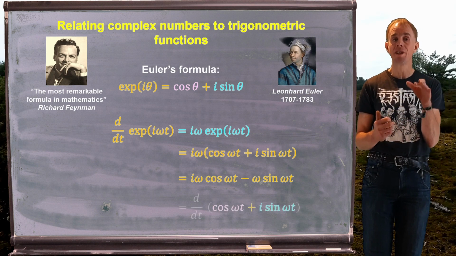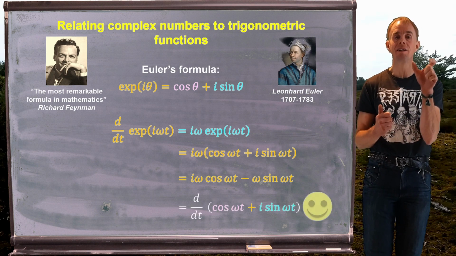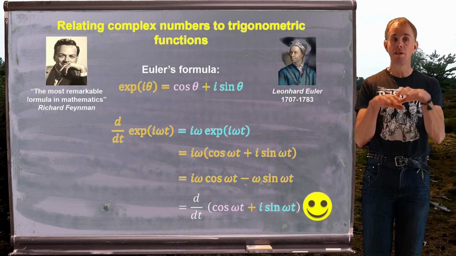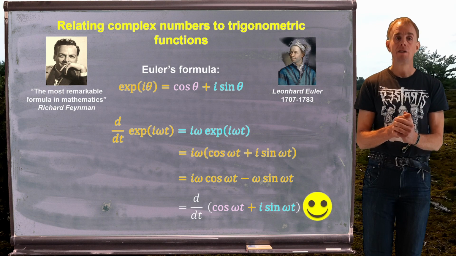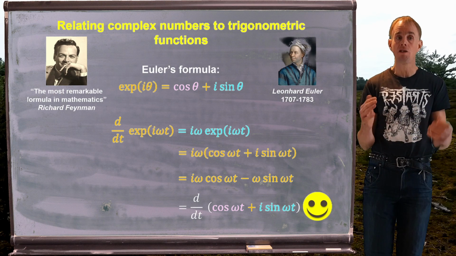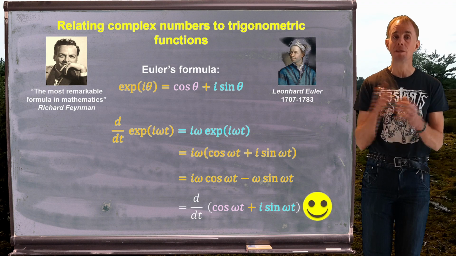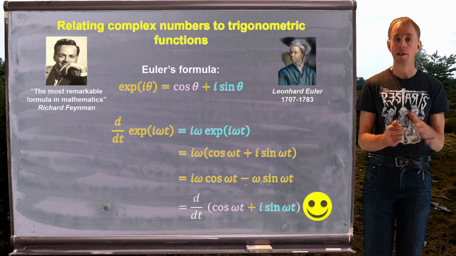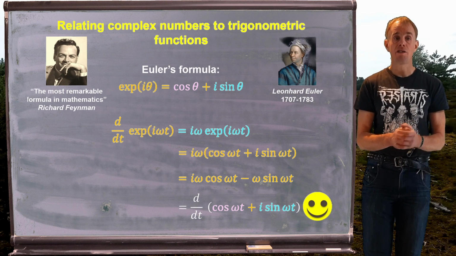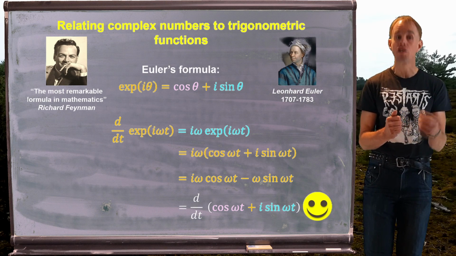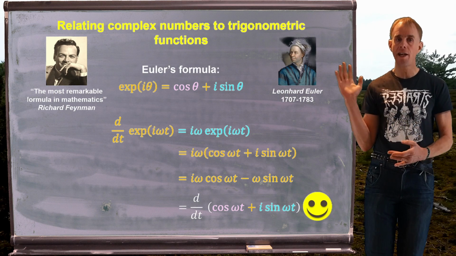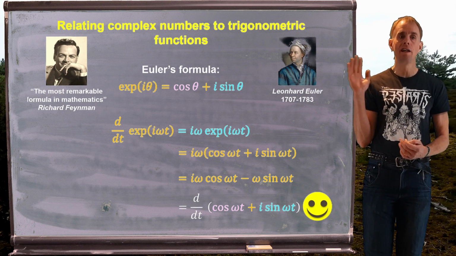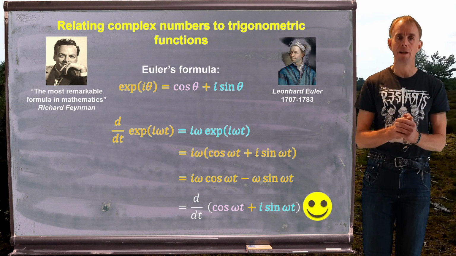But we can work out what that is, because if we look at i omega e to the i omega t, we can apply Euler's formula directly to the e to the i omega t bit. So that becomes i omega, in brackets, cos omega t plus i sine omega t. If we multiply that through, we have i omega cos omega t, that's imaginary, plus i squared omega, so minus omega sine omega t. So there, the bottom row in orange is the result of differentiating e to the i omega t and substituting in Euler's formula.